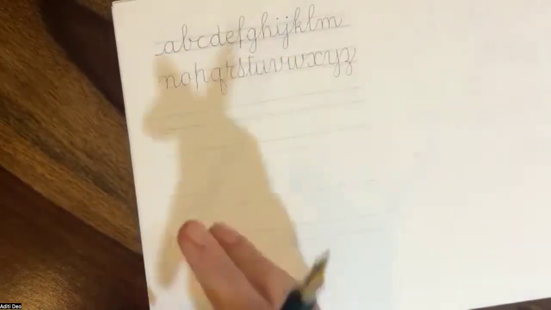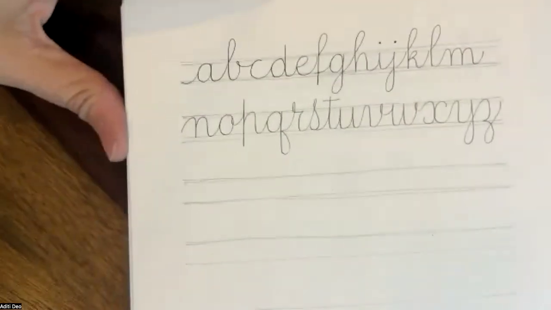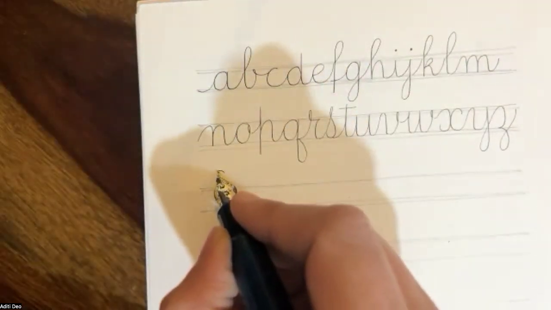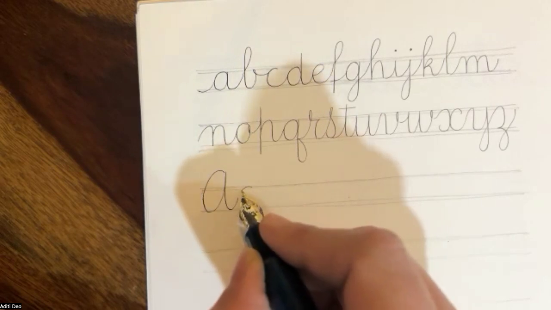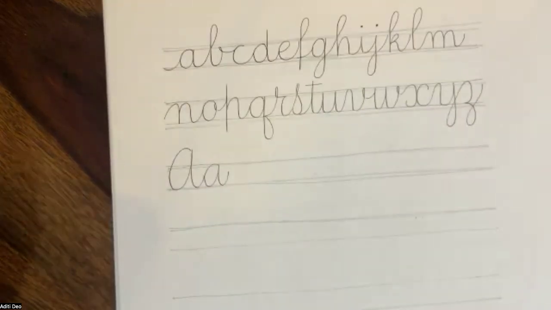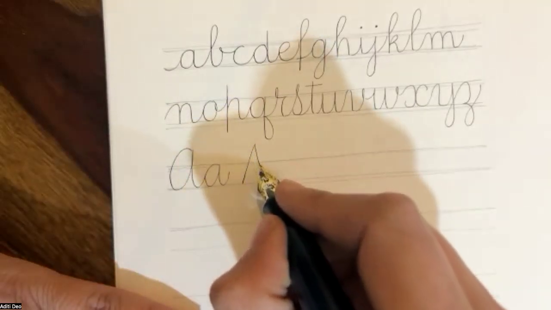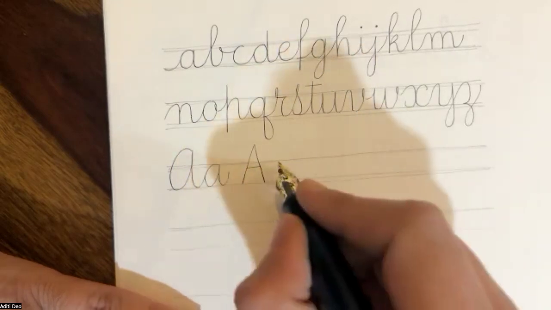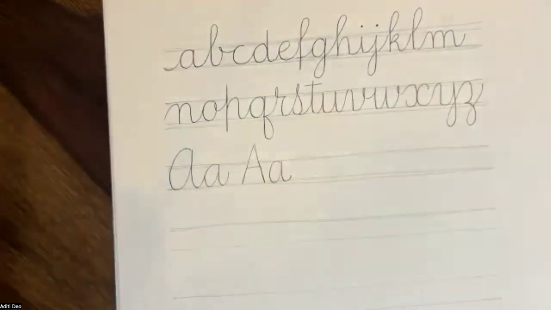Okay, here we go. For cursive writing, the big A is pretty much like the small a. I'm going to give you two options. You can write an A like this, and that connects to the small a. Or you can write an A like this and it does not connect to the small a. Your small a will have a separate entry stroke.